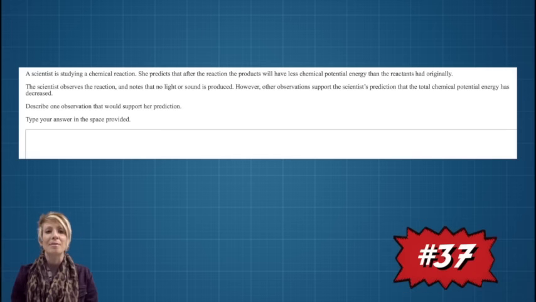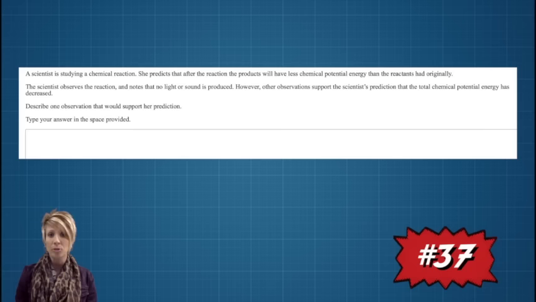Okay, number 37. It says a scientist is studying a chemical reaction. She predicts that after the reaction, the products will have less chemical potential energy than the reactants had originally. So remember that chemical potential energy is kind of like in food. When I eat food, I digest it and I release that chemical potential energy. I turn it into other types of energy. So this scientist is going to predict that after her reaction, the products that she produces will have less chemical potential energy than what she started with.